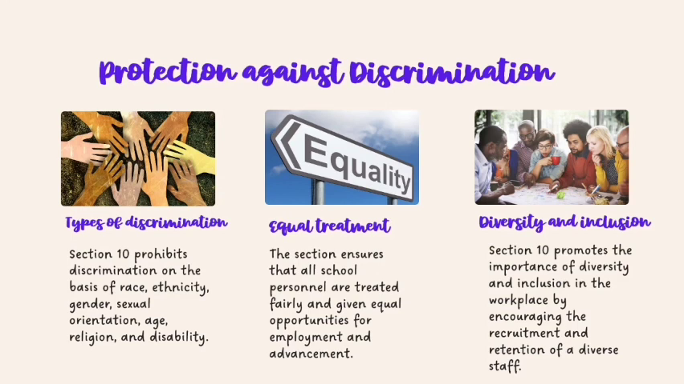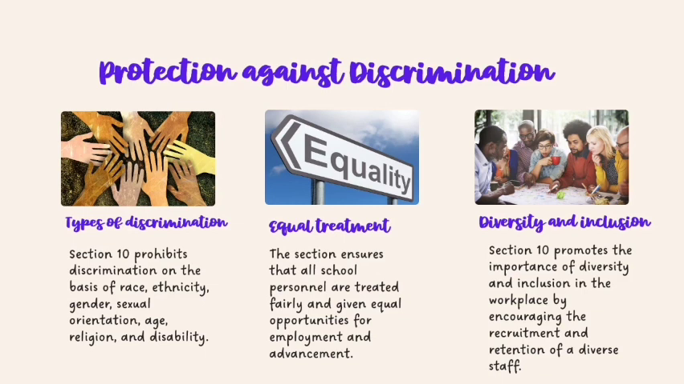Under Section 10, we have types of discrimination. It prohibits discrimination on the basis of race, ethnicity, gender, sexual orientation, age, religion, and disability. We have equal treatment, and this section ensures that all school personnel are treated fairly and given equal opportunities for employment and advancement.